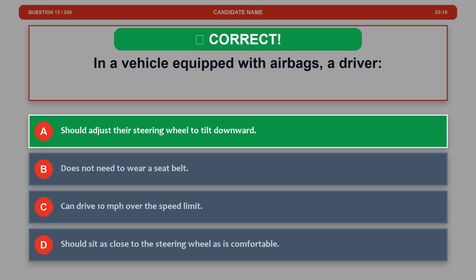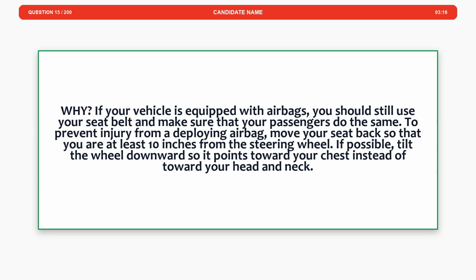The correct answer is option A. Should adjust their steering wheel to tilt downward. Explanation. If your vehicle is equipped with airbags, you should still use your seat belt and make sure that your passengers do the same. To prevent injury from a deploying airbag, move your seat back so that you are at least 10 inches from the steering wheel. If possible, tilt the wheel downward so it points toward your chest instead of toward your head and neck.